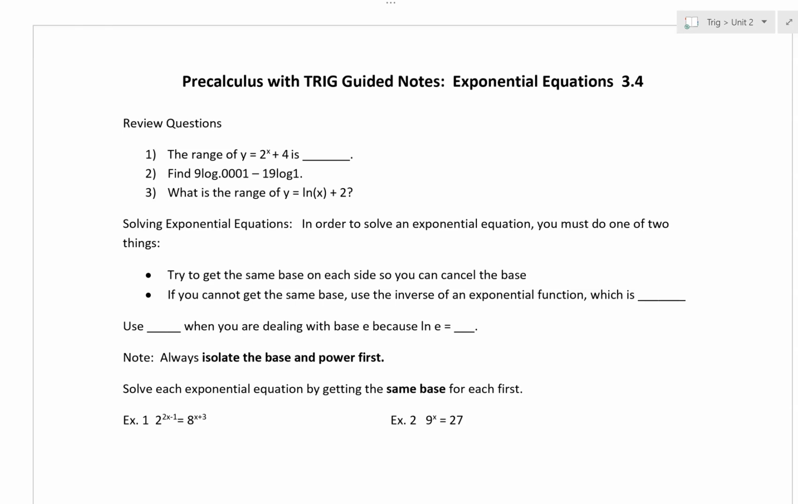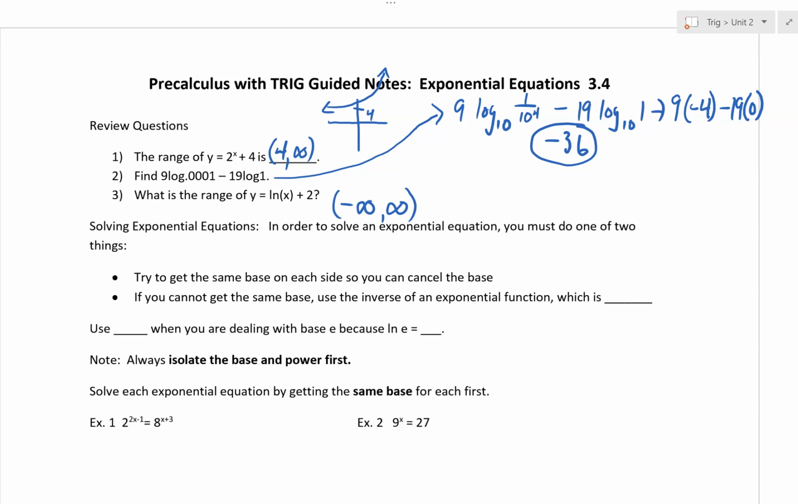You have 3 review questions. Go ahead and do those. I will pause and then I'll come back and we'll talk about them. I'll give you a couple of seconds. Go ahead and pause. All right, here are the answers.